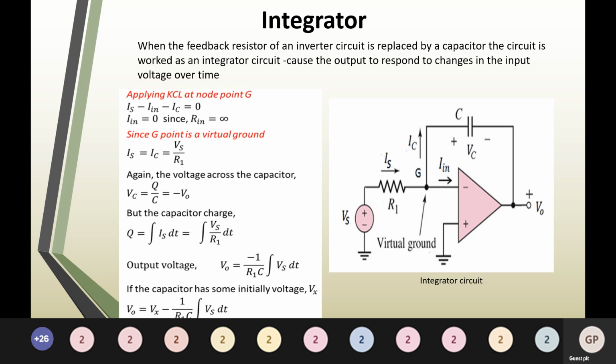Now coming to the capacitor part. What is the voltage across a capacitor? Generally, we say the voltage across any capacitor is the charge divided by the capacitance value.